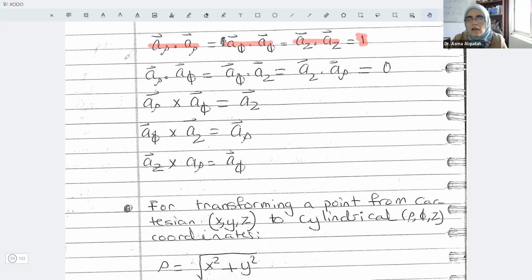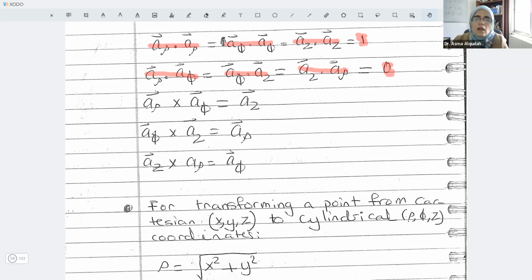But if we take any two different unit vectors on each of the main axes in the cylindrical system, then I should get a value of 0. So the dot product between a rho and a phi should be equal to 0. The same holds for a phi with a sub z, and a sub z dotted with a sub rho should equal 0, because these unit vectors are perpendicular to each other. Each of the three coordinates in the cylindrical system are perpendicular to each other, so the dot product between each two pairs is equal to 0.